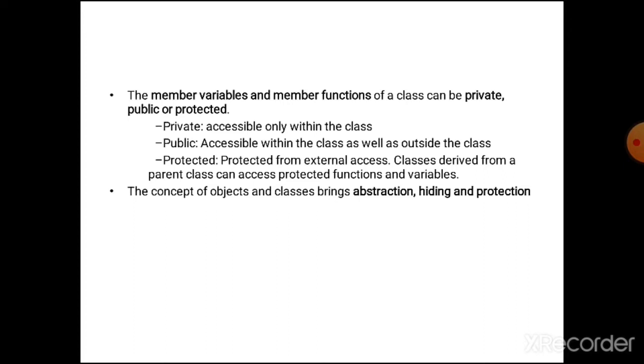So there are three types of access specifiers in an object: private, public, and protected. Private member variables and functions are accessible only within that class. Protected variables can be accessed from the parent. The classes derived from the parent can also access the protected member functions and variables. So the concept of an object and class brings abstraction, hiding, and protection.